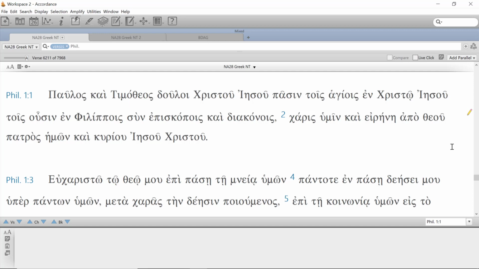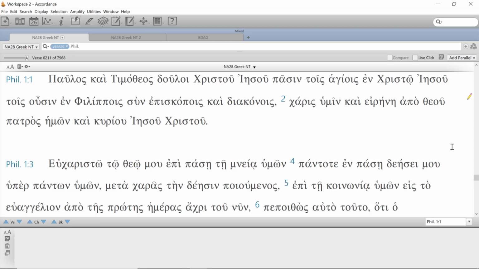And we're going to start by looking at some of the interesting words and interesting grammar. Some of it will be review for you. But we're going to start by looking at this in chapter 1, verse 3. And he begins by using the verb which means I thank God.